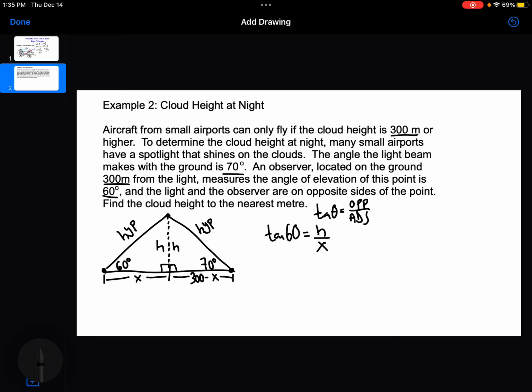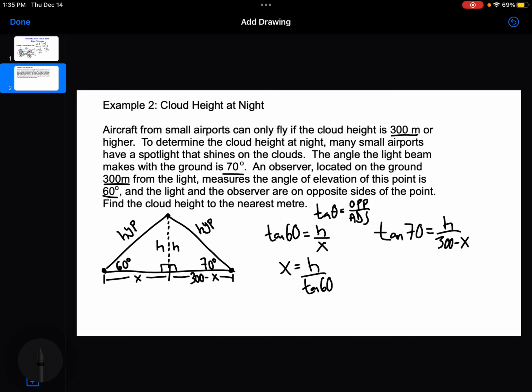What I'm going to do is solve for x on both of these triangles, because just like h is the same, x also has to be the same. So I'm going to solve for x, and then we're just going to substitute the equations into each other. So here we're going to have x equals h over tan 60. And then on the other triangle, we would have tan of 70 equals h over 300 minus x.